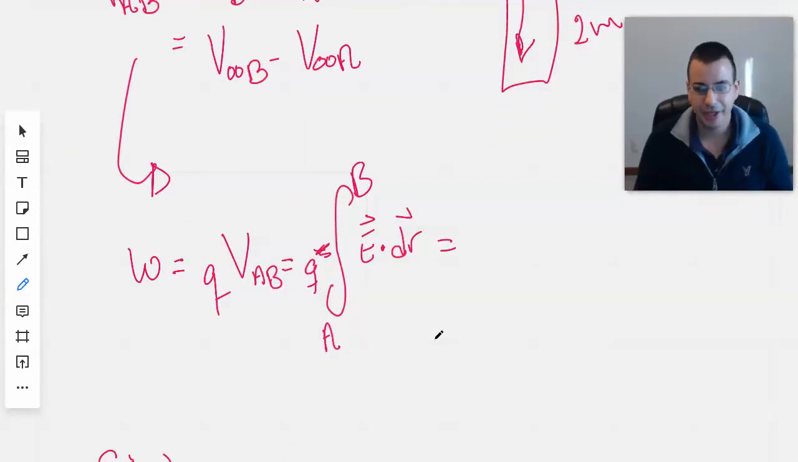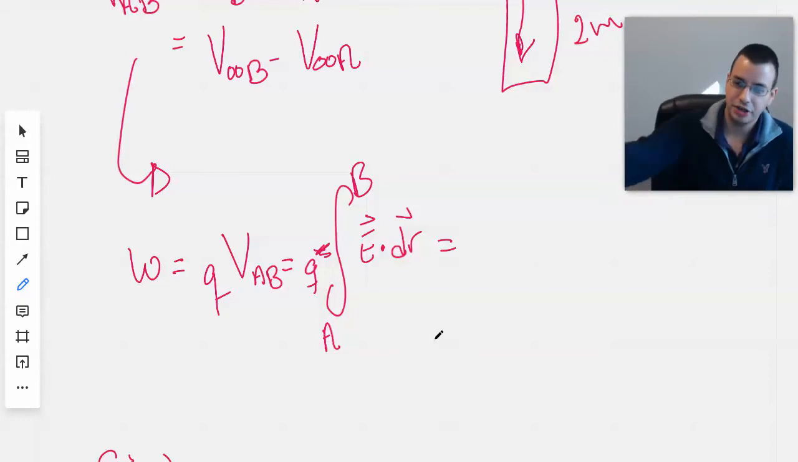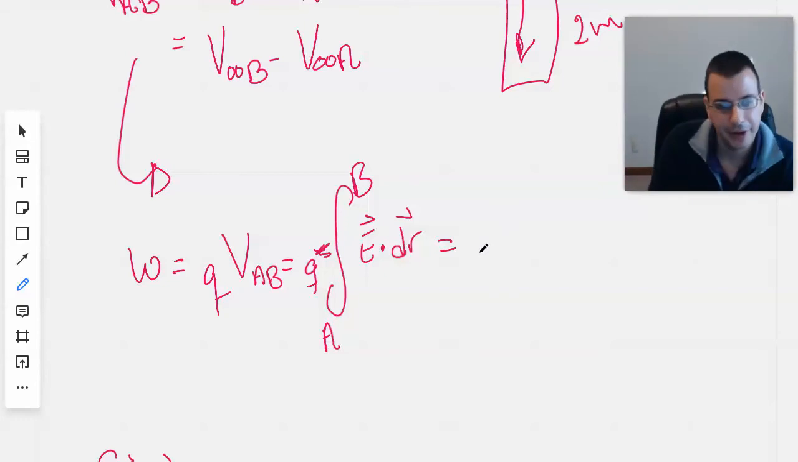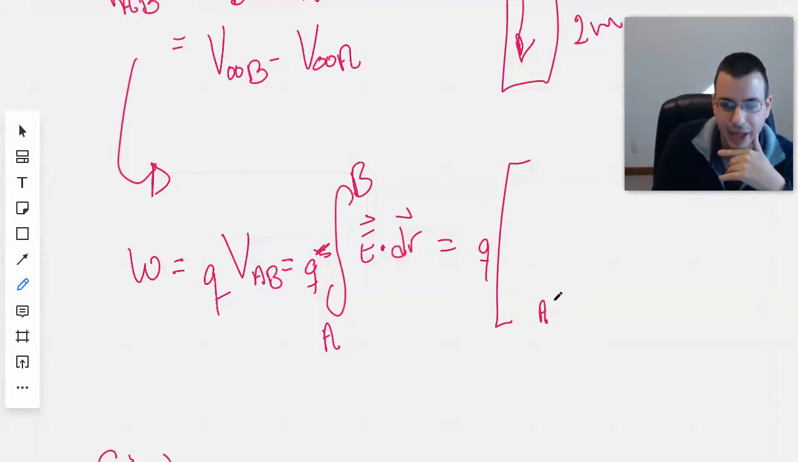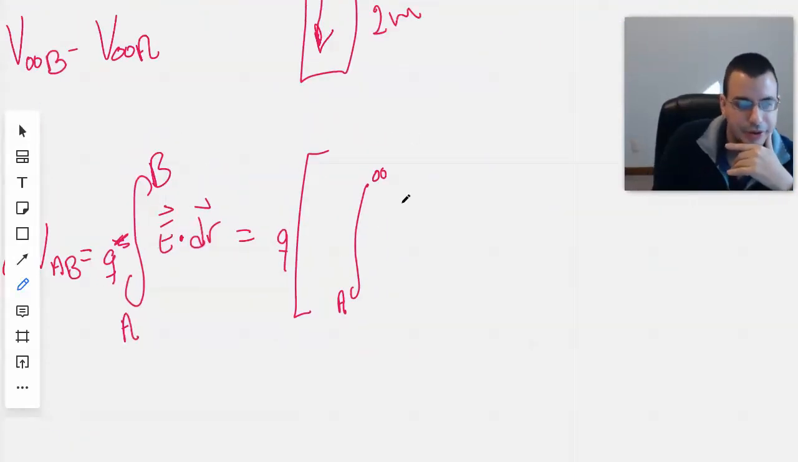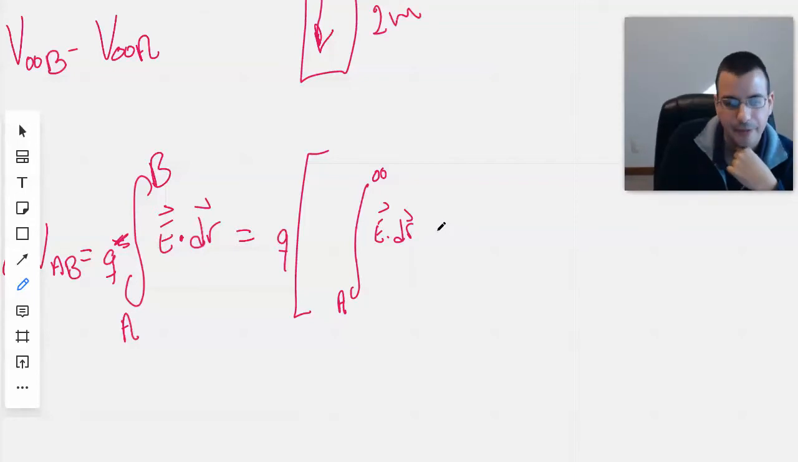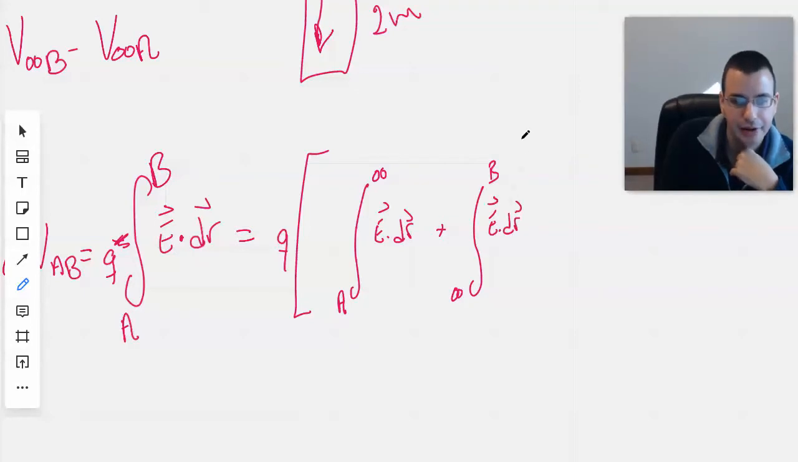Now, the problem with reading it off Wikipedia is there's a lot of other stuff there that really isn't that useful. Positive test charge from infinity. Okay, so I'm going to rewrite this slightly as Q times, let's go from A to infinity, E dot dr, maintain the vectors, that's okay, plus infinity to B, E dot dr. Okay, I'm good with this.